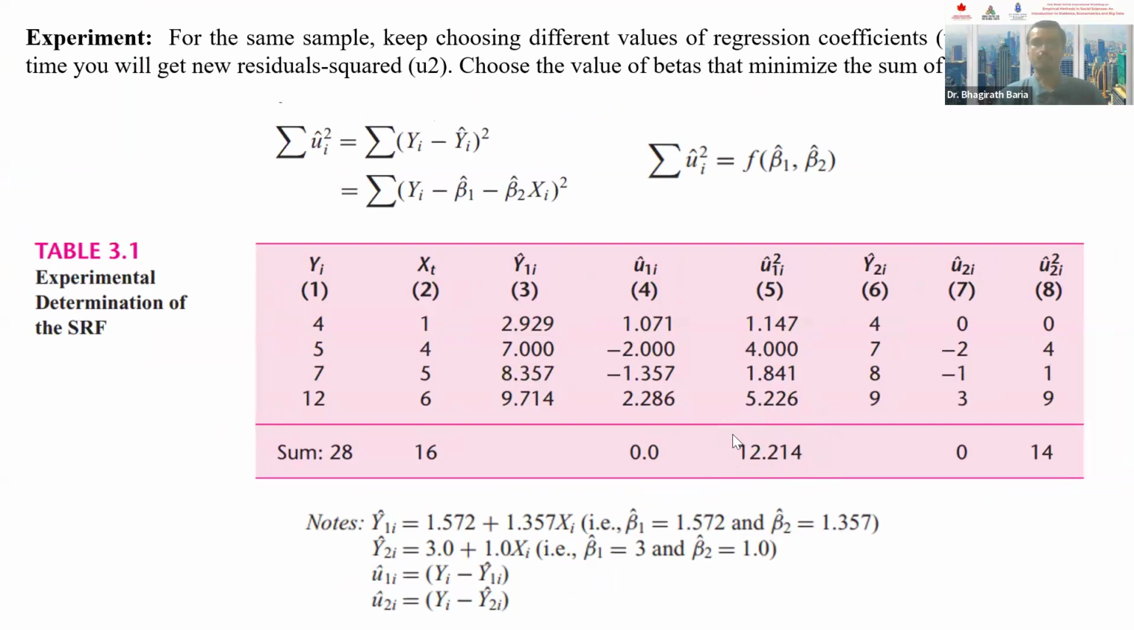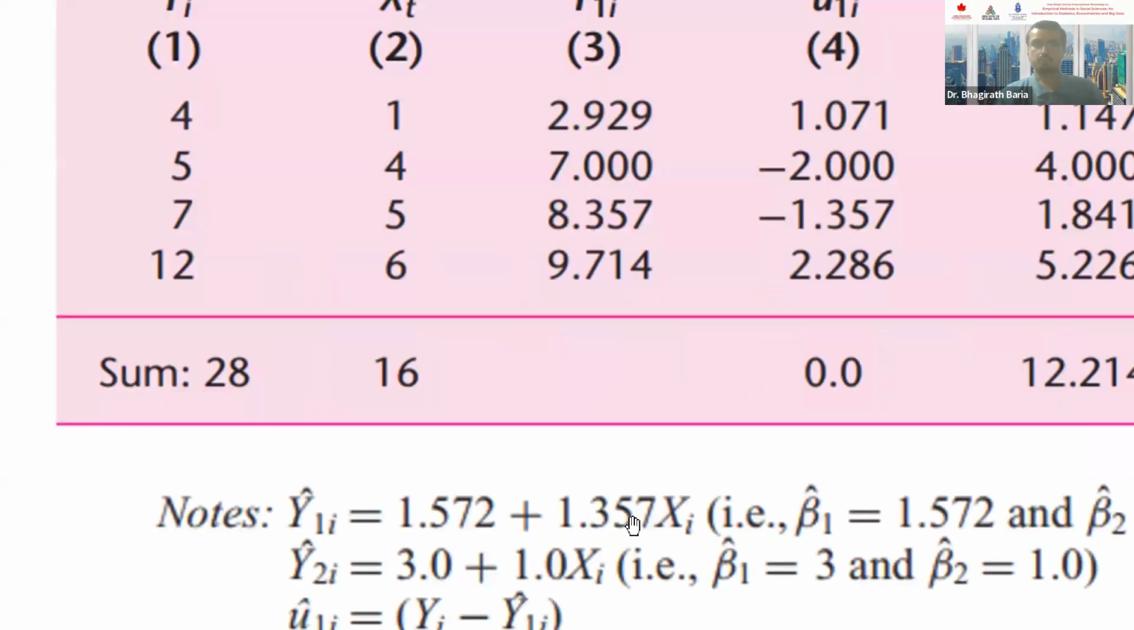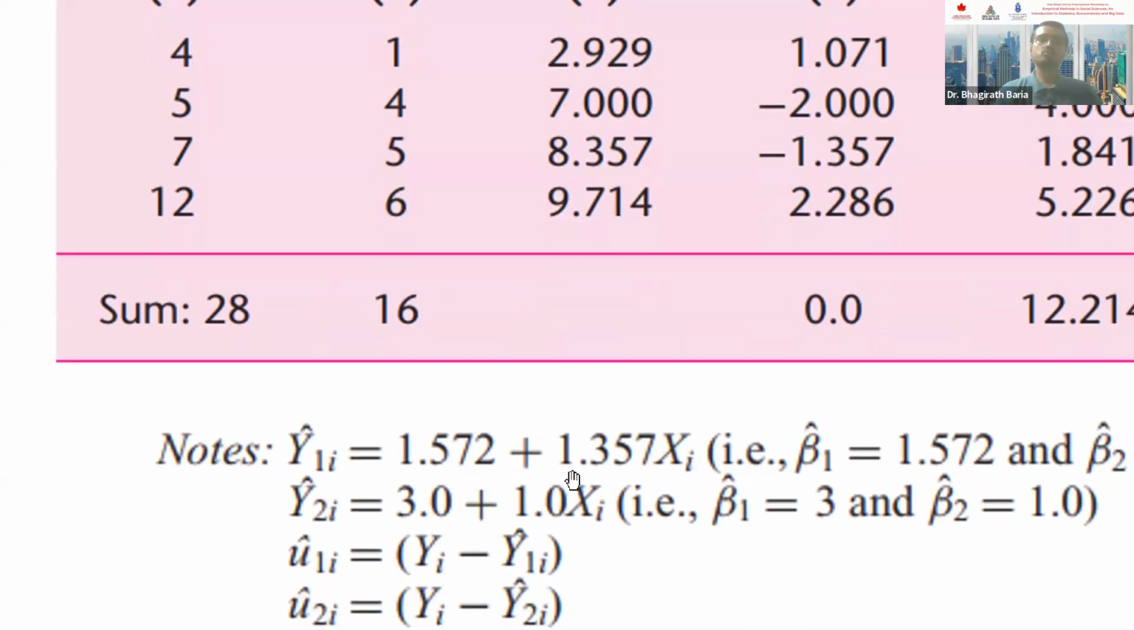This is 12.2 here for the first equation where the beta values are 1.572 and 1.357. The second time it is 14 when it is 3 and 1. So now you ask, what are these two? Let's say the first equation, y cap 1i, with 1.572 and 1.357, was estimated using OLS. And you decided, no, I don't want to just depend on OLS. I want to use something else also. So you use something else, the maximum likelihood estimator. And there the beta comes out to be 3 and 1.